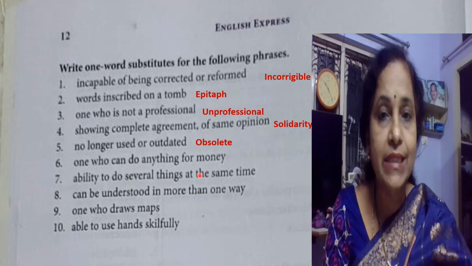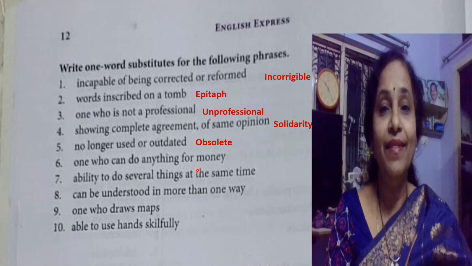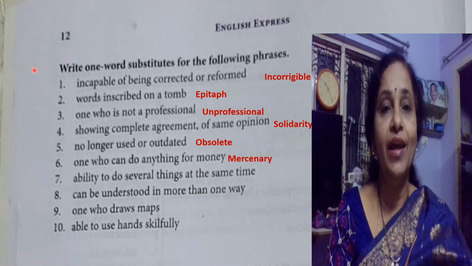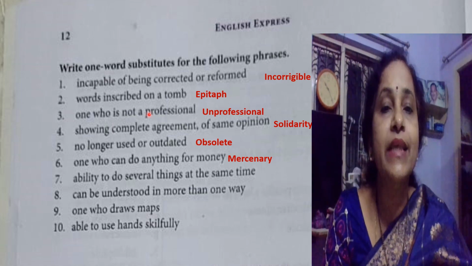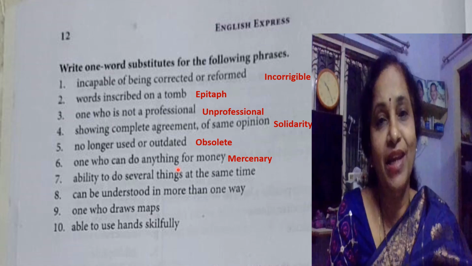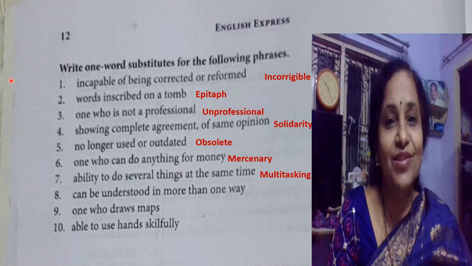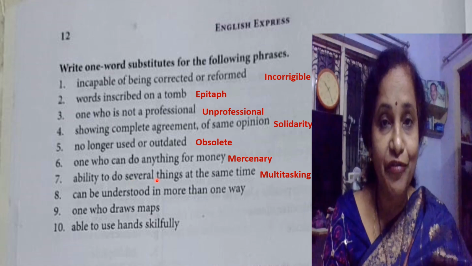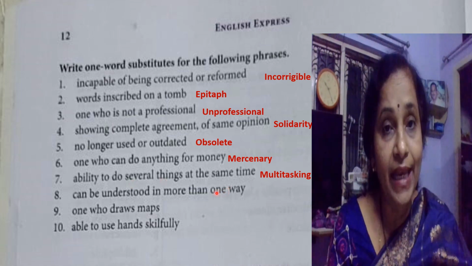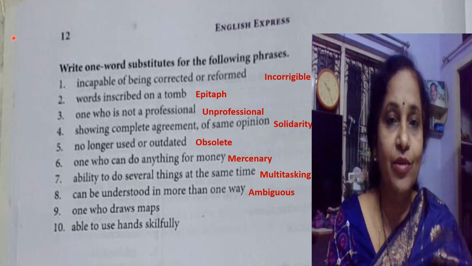And the next phrase is one who can do anything for money. And the substitute word for it is mercenary. That is the word. Seventh phrase, ability to do several things at the same time. And the word is multitasking. Got the word? And the next phrase is can be understood in more than one way. And the answer is ambiguity or ambiguous.